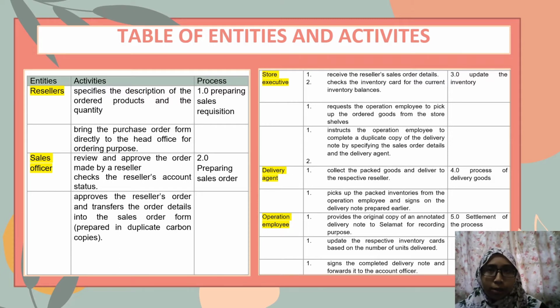Next, the store executive is responsible for managing inventory and delivery related tasks to make sure that the inventory that the customer ordered is available. After there is no problem, the delivery agent will pick up the inventory and deliver to the respective reseller. Upon delivery, there is some documentation to prepare, for example, the delivery note. And lastly, after the settlement of the delivery process, the operation employee will provide all the documents and copies to record in the system.